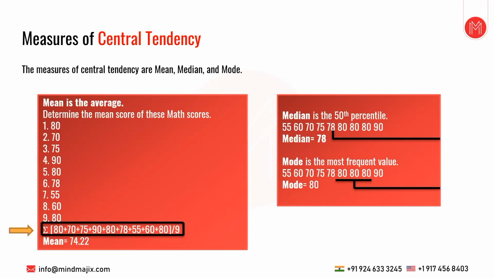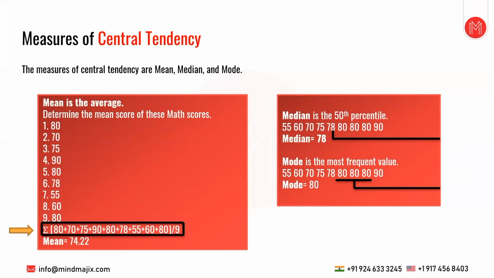Second thing is the median, the measure of the central value of the sample set. So what is the middle number? We have to arrange everything in ascending order, and according to the ascending order, we have to find the middle number. That is known as the median.